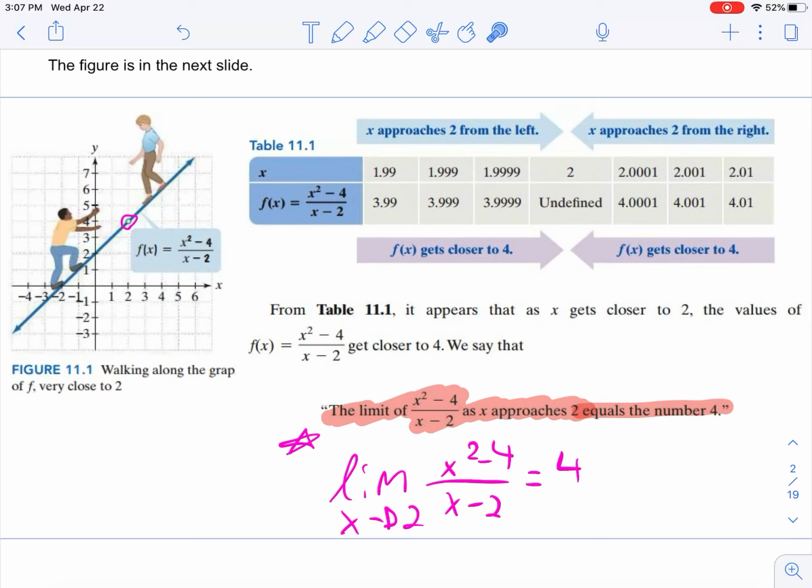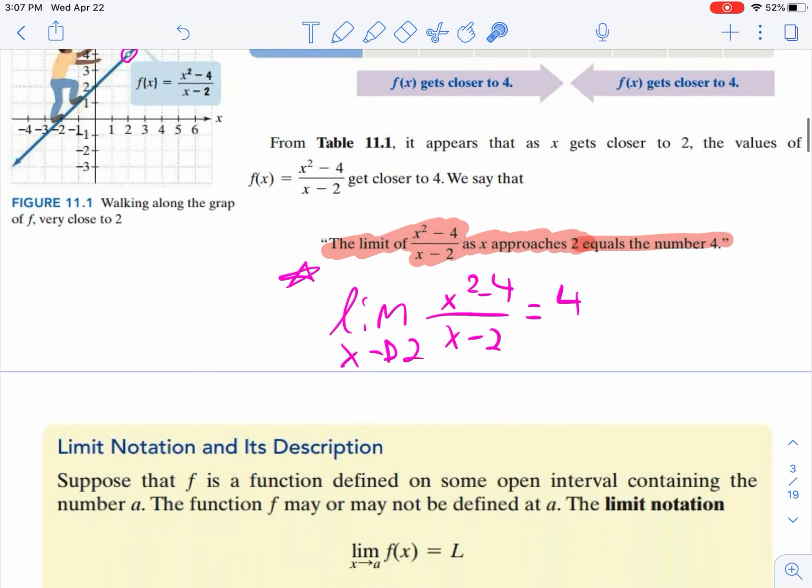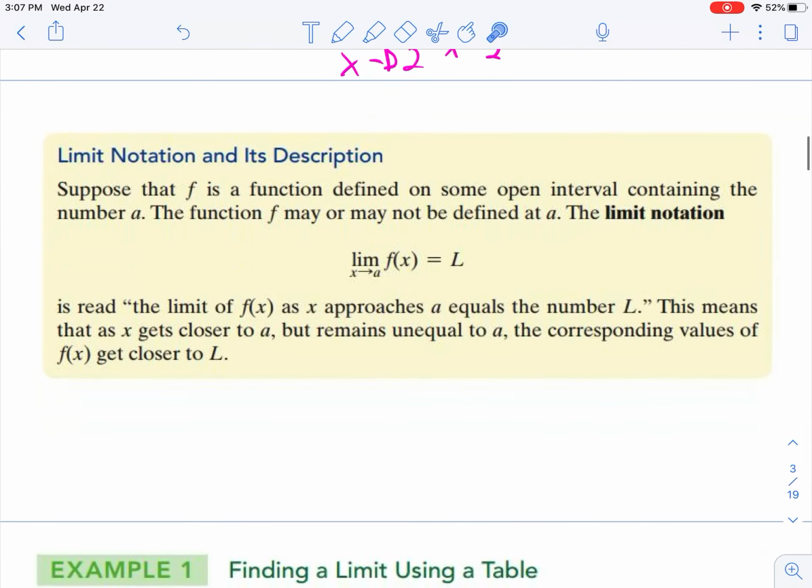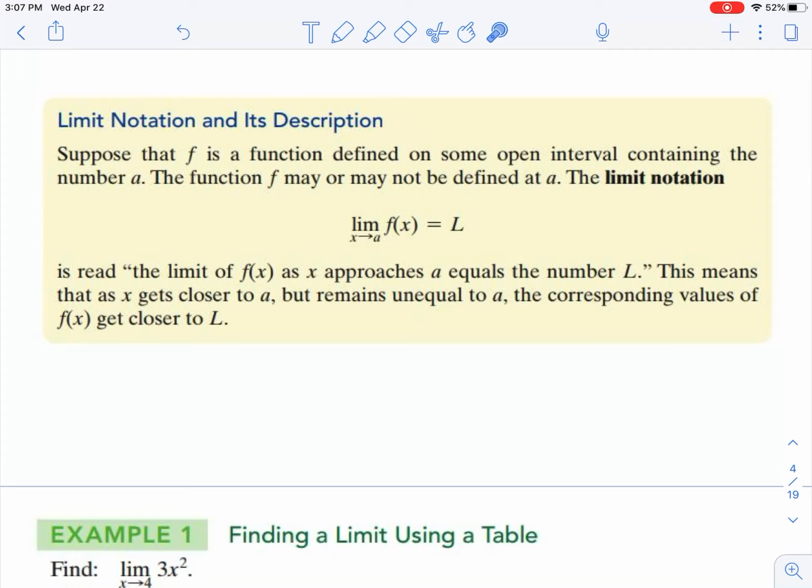Okay, and as we go on a little further, that idea of this limit is going to be important, and you guys are going to start to see a little bit more. So the first kind of thing we're going to do is read the definition, and then we're going to go through and do two examples together. So with this, when you guys are reading through it, suppose that f is a function. F is a function defined on some open interval containing a number a. The function f may or may not be defined at a.